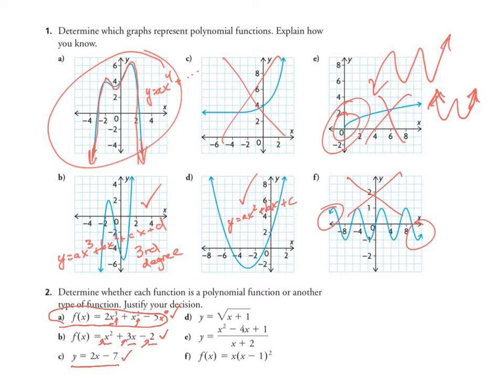Ooh, this one does not look like a polynomial at all, because this is y equals x plus 1 to the 1/2. Yeah, there are no rational exponents allowed. It has to be a whole number, so no, that's no good. Right here, no, that's no good either.